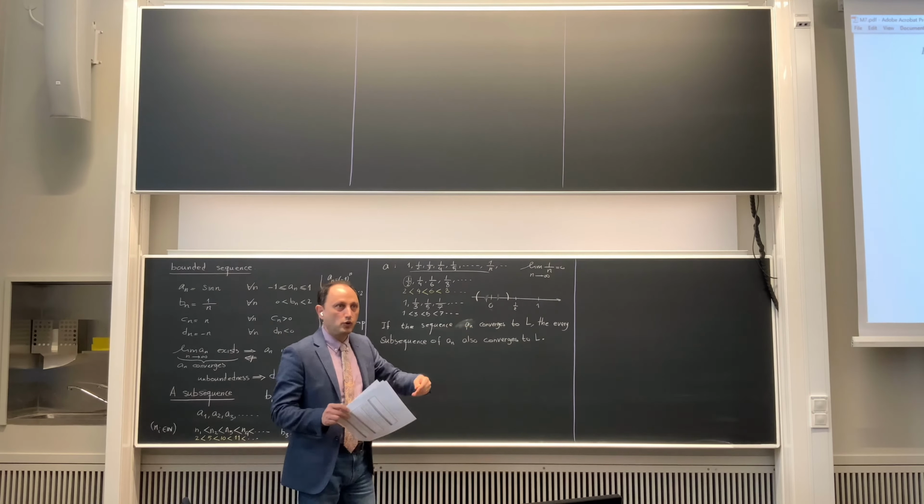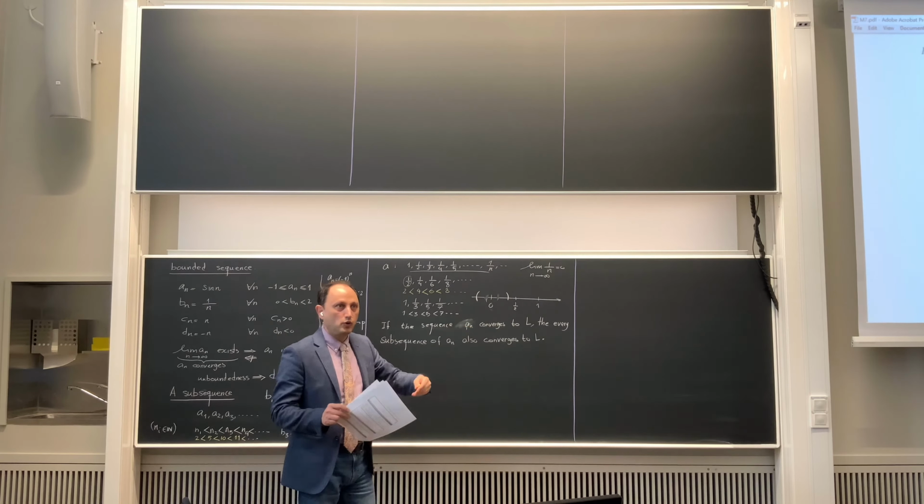Or assume that you found two subsequences. One subsequence converges to L1, the other converges to L2, but L1 and L2 are not equal. So what can you conclude about the original sequence? It does not converge either, because if it converged to L, then after a while every term would be accumulated around that point.